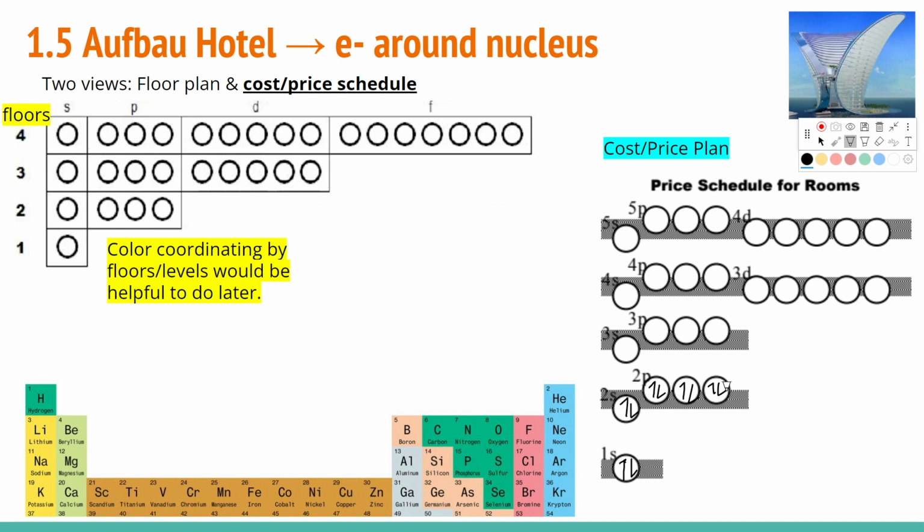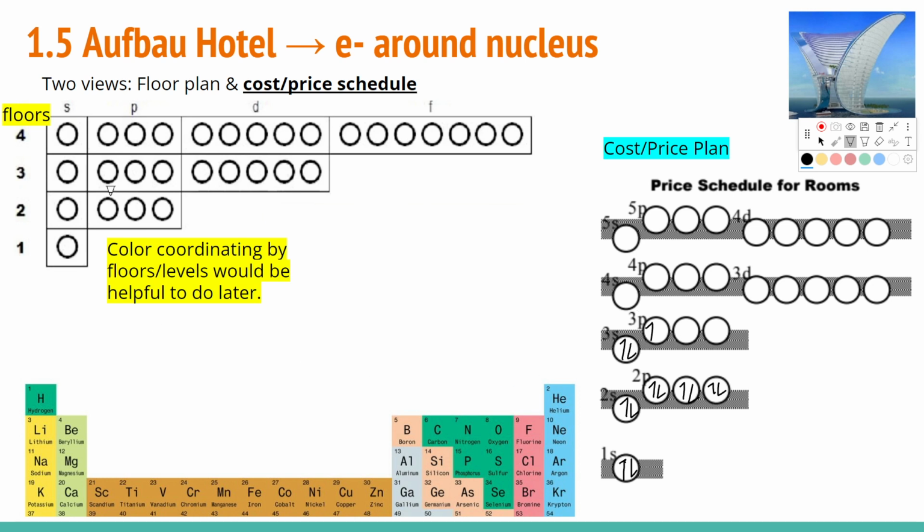If I keep on going, sodium would have a total of 11, so this would be 11. I can always double check by counting 2, 4, 6, 8, 10, 11. And then magnesium would be 12, and then aluminum would be 13. So it's always going to go based off the price.